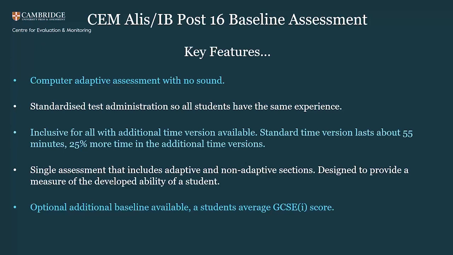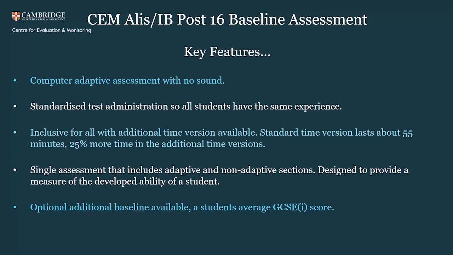With Post 16, we do have an additional baseline available as well. You can do the online adaptive test, and the result would then be used as a baseline measure. But you can also tell us what your student's average GCSE or IGCSE score is, and we can use that as an alternative baseline. So we've got two ways of measuring the ability. We can have that prior measure of ability, which would be the student's achieved average GCSE results, and we can have that measure of the student's ability at this particular moment in time, where we have the online adaptive test.